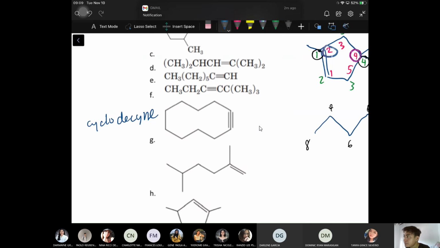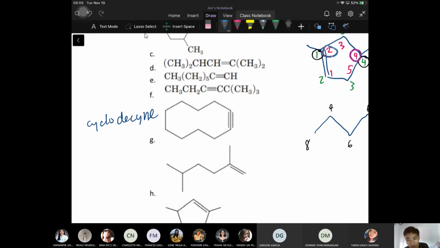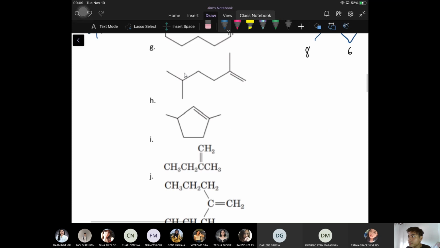Cyclodecyne ang pangalan niya. For this compound, hindi mo kailangan pangalanan kung nasan yung carbon. Nasa first, nasa second, nasa third, it doesn't matter kasi anywhere you place it, ang kanyang substituent number o ang kanyang locant ay magiging 1. So, it doesn't matter kung saan mo ilagay yan. Okay? So, cyclodecyne lang yan.